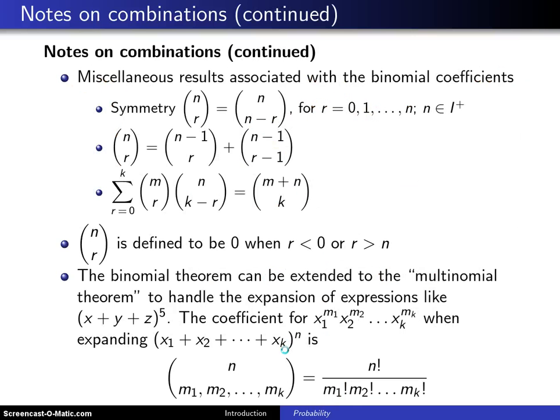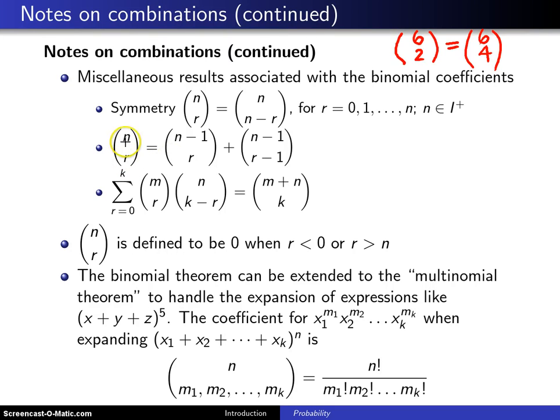Now on the next page, here are 3 more notes on combinations. The first one is symmetry. N choose R is the same as N choose N minus R. And what you're going to see is if you ever have 6 choose 2, that will be exactly the same as 6 choose 4. That's easily seen by the definition of the binomial coefficient.